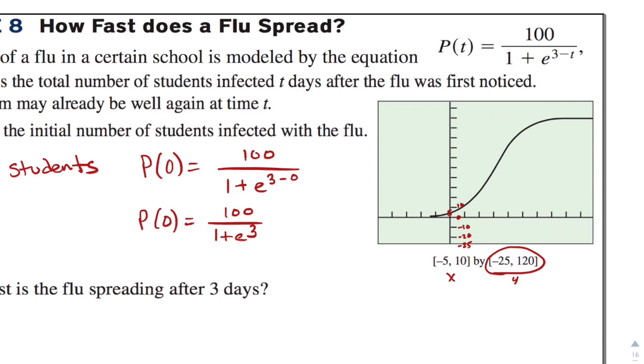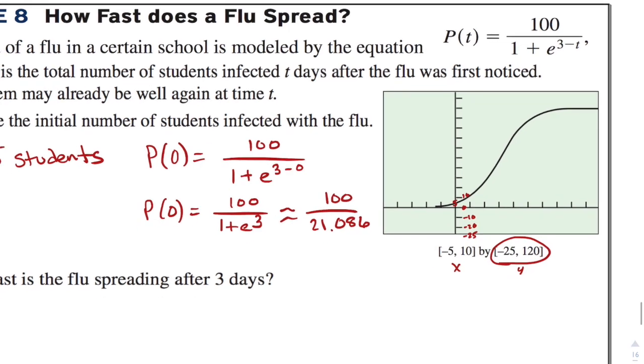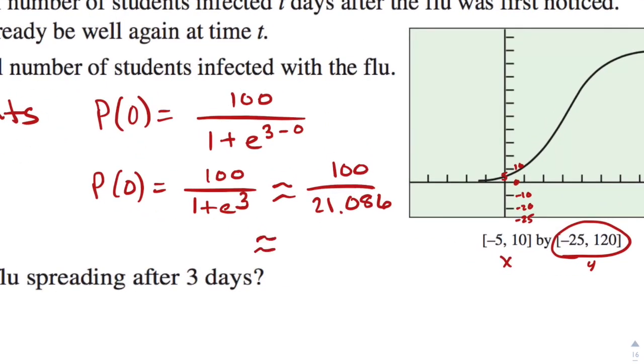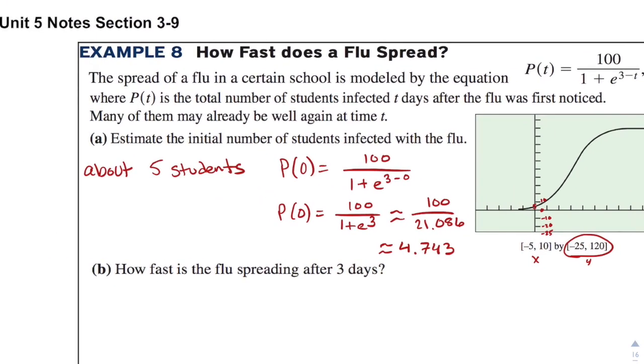I'm going to do that on my calculator. E to the 3 is about 20.08855. So I'm going to add 1 to it. So I have approximately 100 over 21.086. So 100 divided by that answer equals about 4.743. So we're going to say about 5 students because we're going to round up to 5. Can't really have 4.7 students.